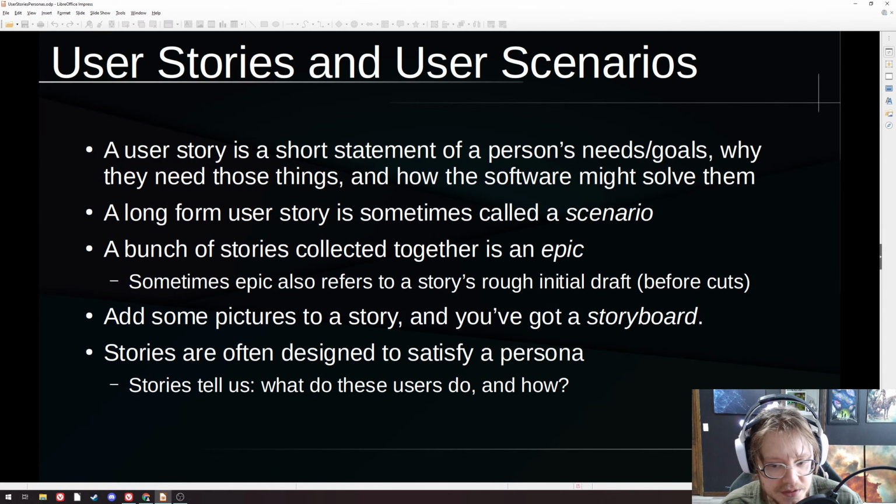Now, if you add pictures to it, then you've got a storyboard. I think everybody's familiar with storyboards from cartoon animation and film and stuff. So if you're trying to lay out a story and you add pictures to it, you have basically a comic. Well, now you've got a storyboard. Lovely. And something to keep in mind is that stories are often written to satisfy a persona. You can write stories independent of personas, and many people do. You can just write stories for your users, but if you have a persona in mind, you can also write a story about one of your personas or that satisfies one of your persona's different needs, wants, motivations, etc. Stories can tell us, what do users do? How do they do it?